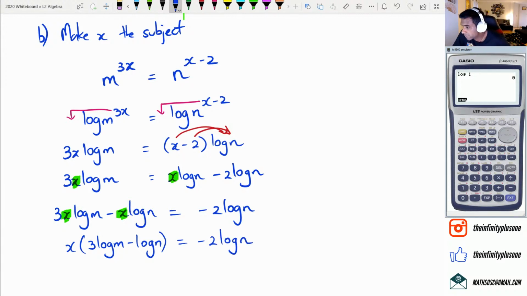With this, all I've done is rearrange things so that x is by itself, and to finish off the question, I can write x equals negative 2 log n, all divided by 3 log m minus log n. At this point, I've rearranged this and made x the subject. Definitely, it is an excellence question.